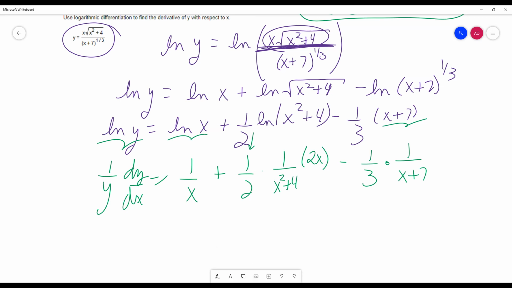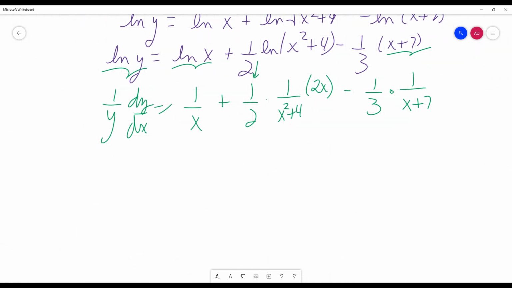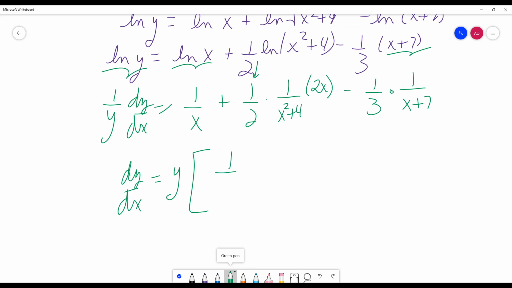Now I'm just going to clean this up a little bit more. I'm going to send my y to the other side, and I have all of this expression, 1 over x. 2 can definitely go into that. So I have x over x squared plus 4. And then I have minus, and remember, these are being multiplied, so 1 over 3 times x plus 7.